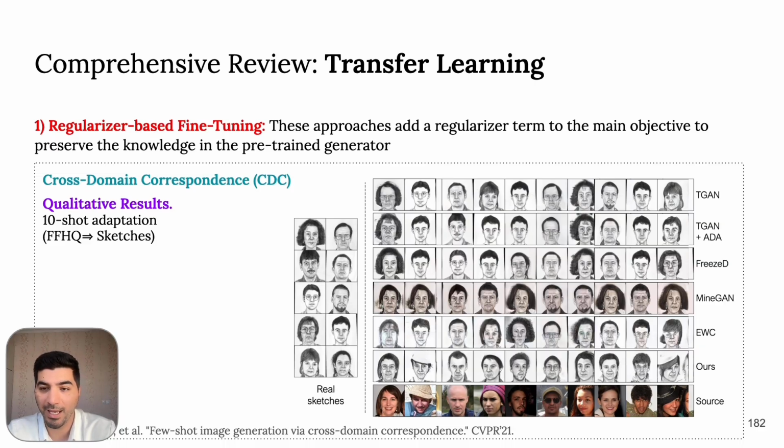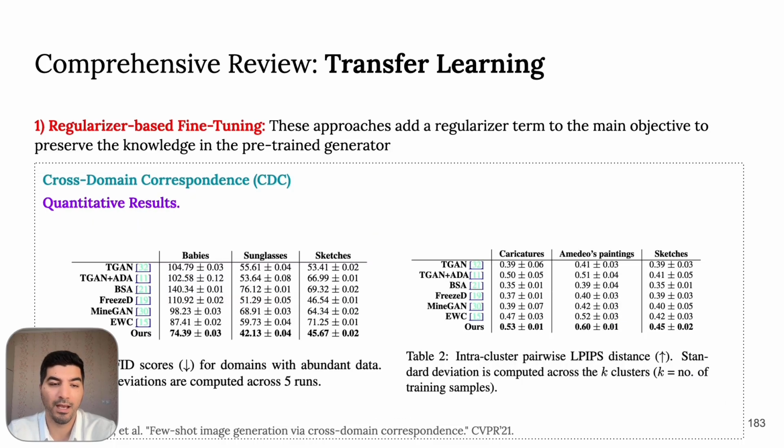For example, the hat, the pose, and all these differences in the source generator are preserved in generated samples with CDC. And these are some quantitative results in terms of FID. As you can see, for 10-shot adaptation from FFHQ to babies, sunglasses, and sketches, CDC is giving the best results. And table 2 is for computing the diversity.